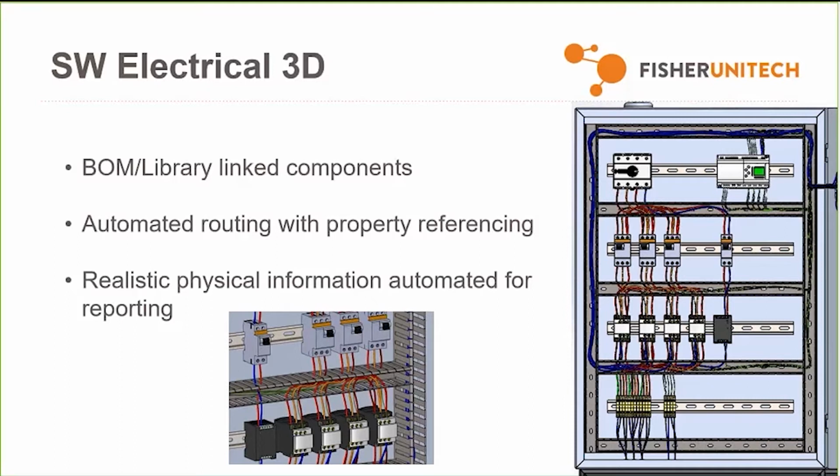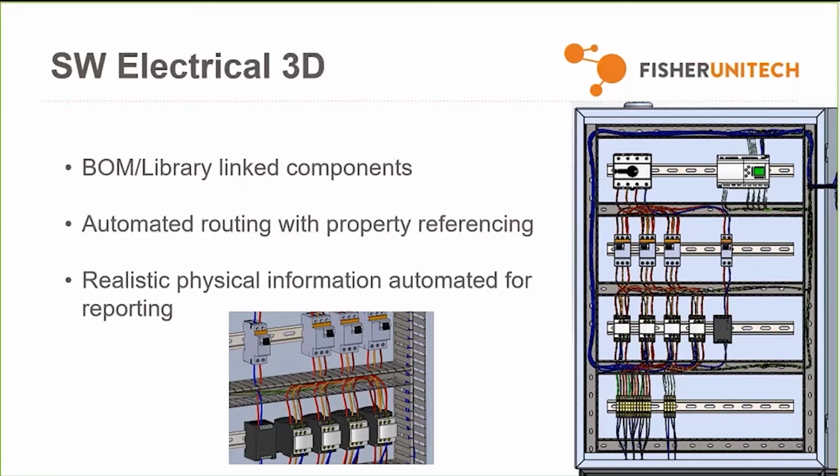Also available is automated routing with property referencing. So when you have a panel and you've inserted your components that are in your component tree, the software is able to reference those origin destinations and things like your wire size or wire diameter, your colors, minimum bend radius, things like that. And that allows you to get a realistic looking panel. It allows you to really understand the 3D footprint and layout and clearance issues, or even the aesthetic of your project.